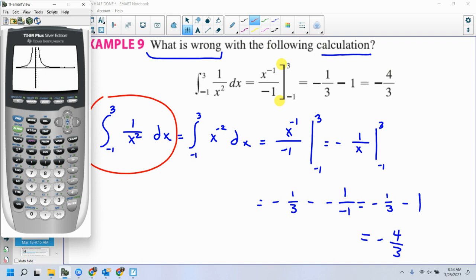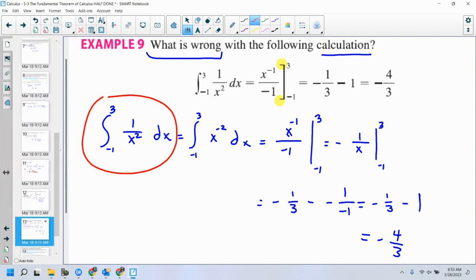Why is it getting thrown off like that? Why am I actually computing to be a number? What should the area be? The area is actually infinite, isn't it? Why? Because there is a vertical asymptote at 0. So why doesn't the fundamental theorem of calculus work?